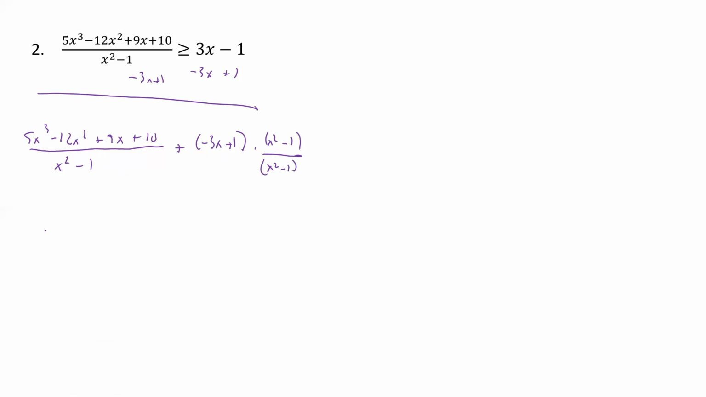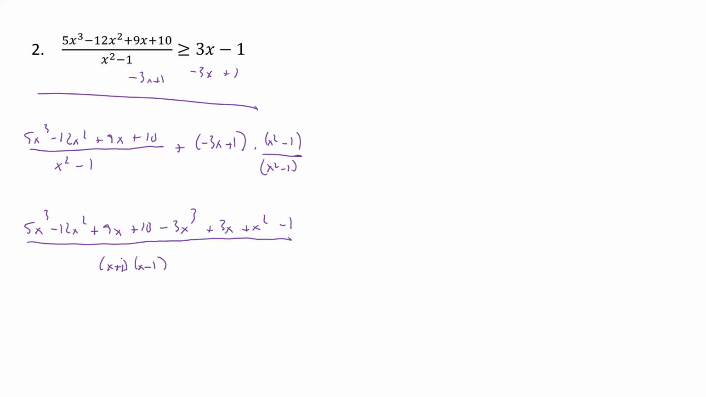And so when I do that, then I'm going to have one long thing on top, 5x cubed minus 12x squared plus 9x plus 10. Now I have a negative 3x cubed, and then I have a plus 3x, then I have plus x squared, then I have minus 1, and that's all over... And that's just really, if I want to already get my asymptotes, x plus 1, x minus 1. So that's my asymptote. So we're good there.